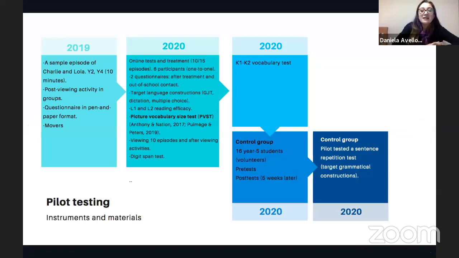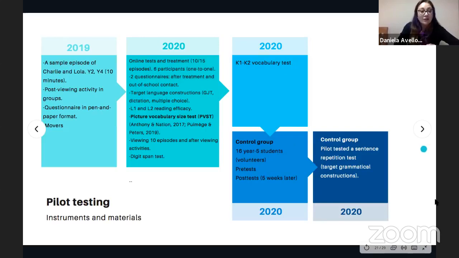After piloting the single episode to confirm that the TV series was appropriate and suitable for my context, the pandemic forced me to adapt everything to the new circumstances and move my research online. So that was quite challenging. First of all, I pilot tested the instruments and the treatment with 6 primary school students individually. So that allowed me to adapt everything and to work one-to-one to make decisions and to move everything online, which was a challenge, especially at the beginning. That was a learning process.